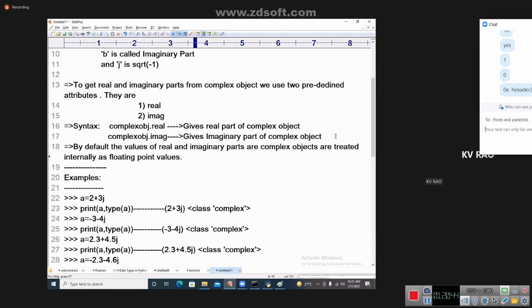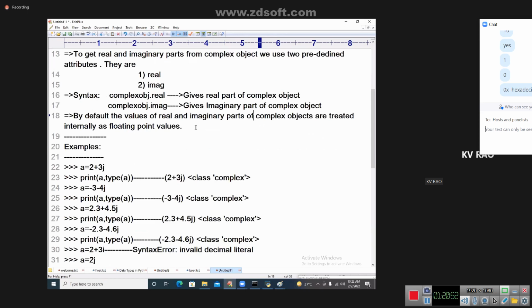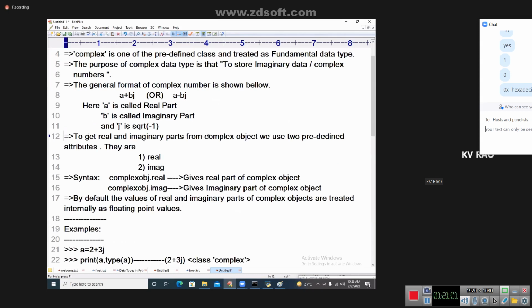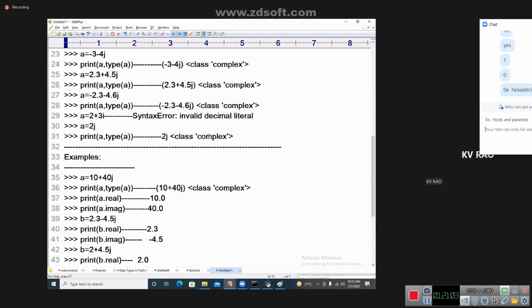That's it. By default, the real and imaginary parts of complex objects are treated as what? Floating point values. I hope you are understanding what the complex meaning is. Did you understand, my dear students?